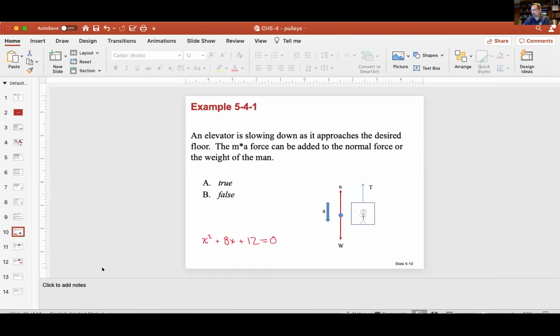This is 5.4.1. Launch the poll, and you've been seeing hopefully on my screen the elevator is slowing down as it approaches the desired floor. And true or false question: the MA force can be added to the normal force or the weight of the man. And by the way, this is exactly the worksheet problem from last Friday. It was worksheet 5.2.